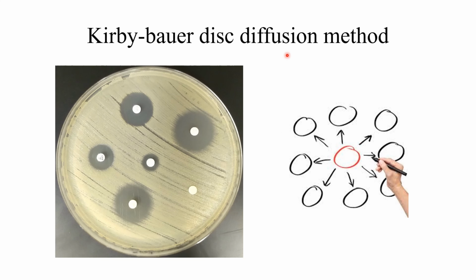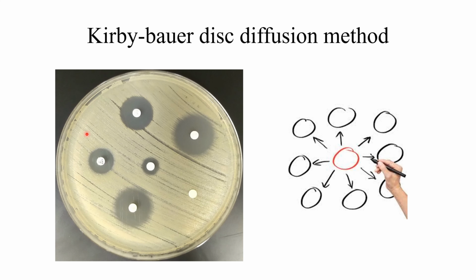Kirby-Bauer disk diffusion method. This disk diffusion method is the gold standard method we use for confirming or testing the susceptibility of bacteria. This standard disk diffusion method was introduced by Bauer and Kirby in 1956. So this is called the disk diffusion method.